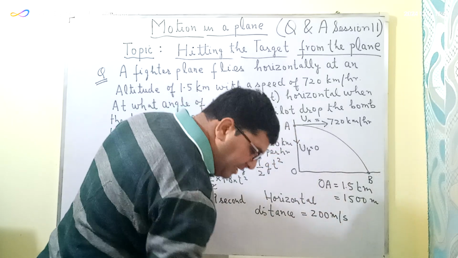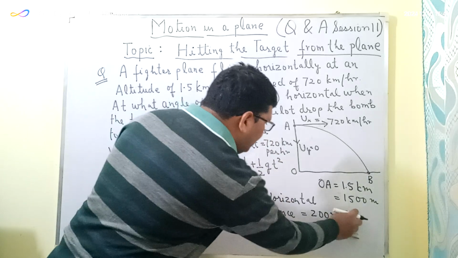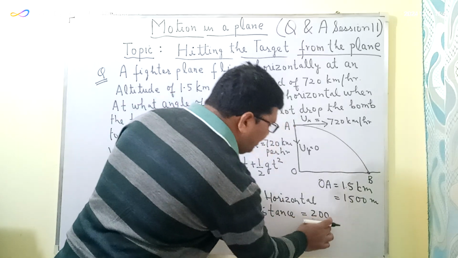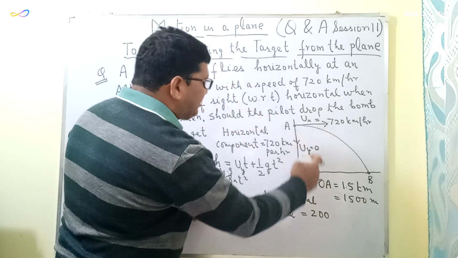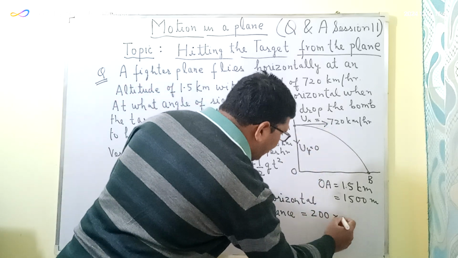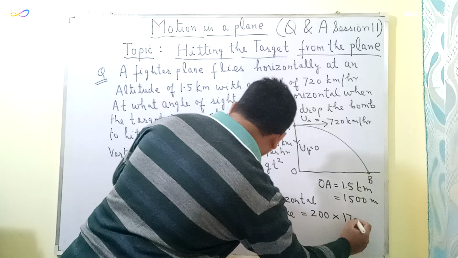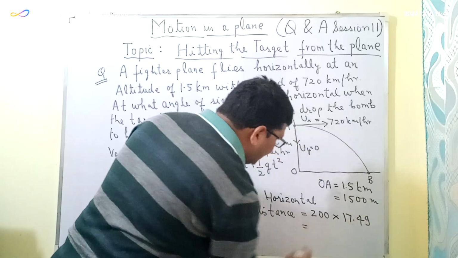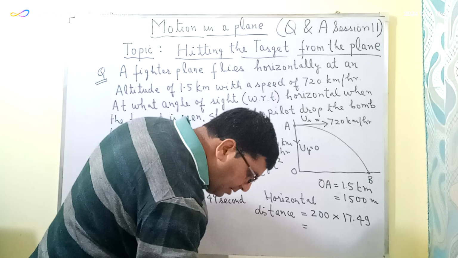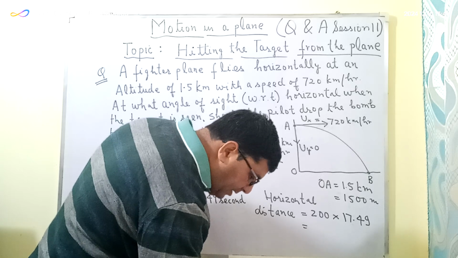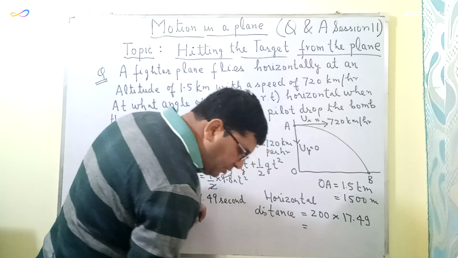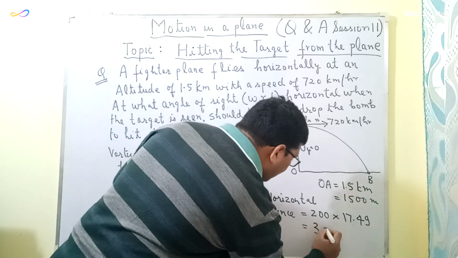So horizontal distance will be equal to 200 meters per second, this horizontal speed in meter per second, multiplied by the time taken, which is equal to 17.49, and this is in meters. So this is equal to 17.49 into 200, which is equal to 3498 meters.